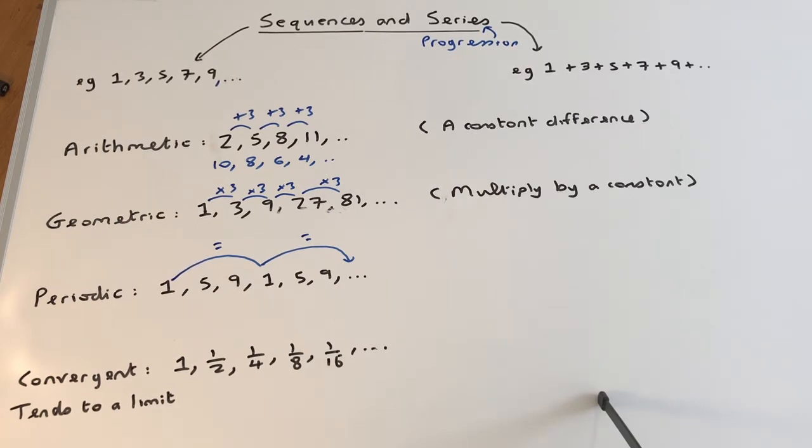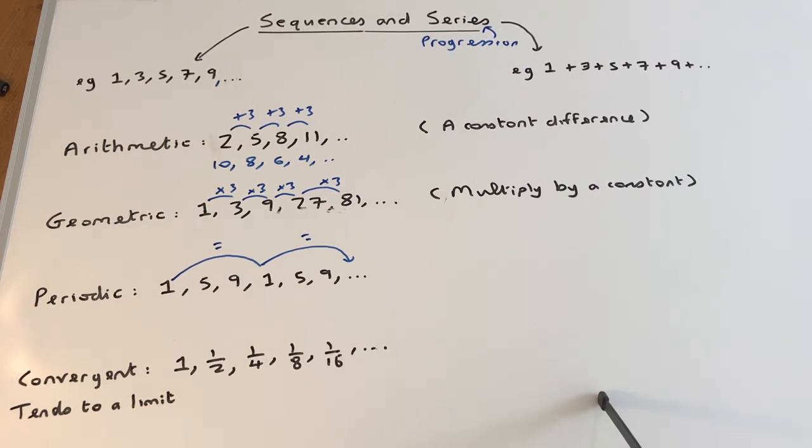And then finally, 2 words we're going to use a lot, convergent, and then also its opposite, divergent. So convergent means tends to some type of limit. So in other words, if you look at this sequence here, it goes 1, a half, a quarter, an eighth, a 16th. So this is geometric because we're multiplying by a half each time.